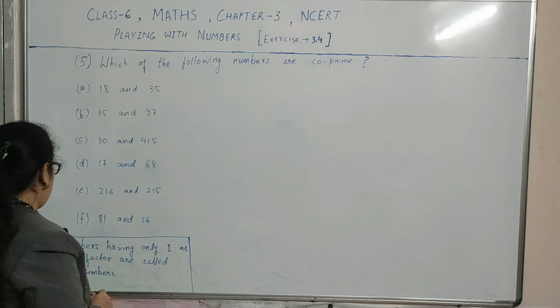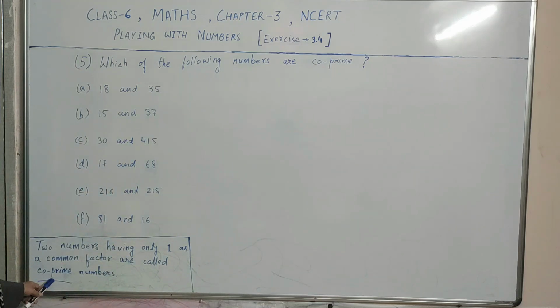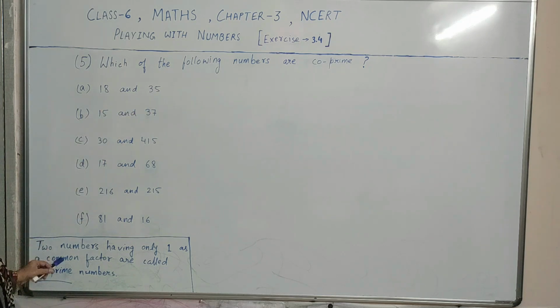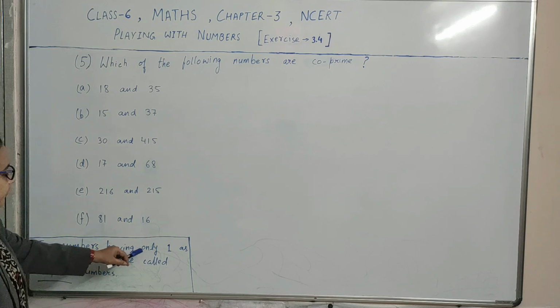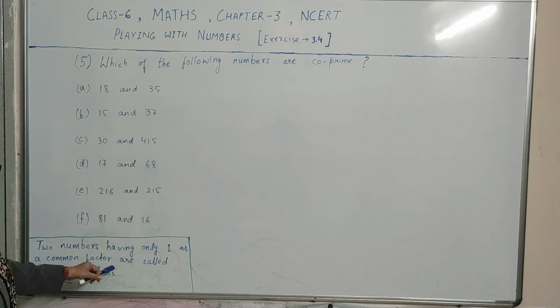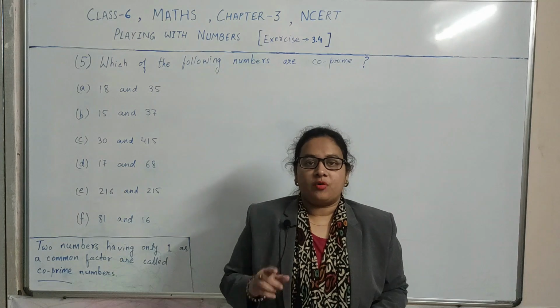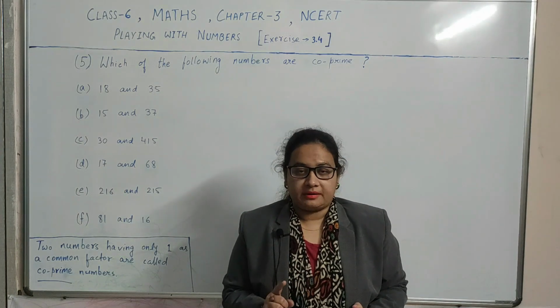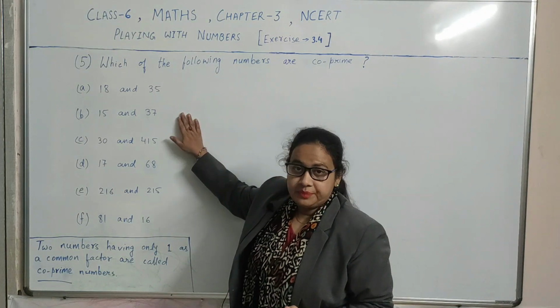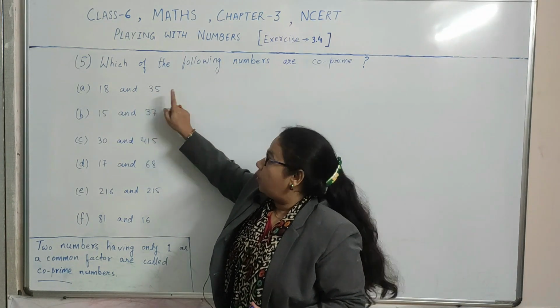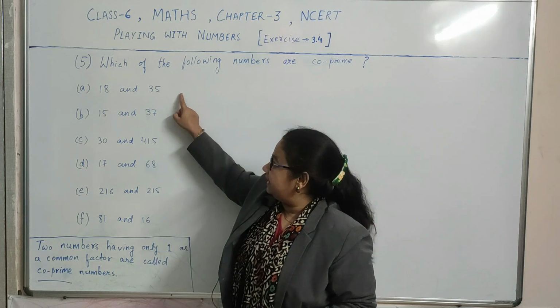I have written the definition of co-prime here, because we have to find which of the following numbers are co-prime. So we should know what co-prime numbers are. Two numbers having only one as a common factor are called co-prime numbers. The two numbers should have only one as a common factor, then those two numbers will be co-prime numbers.